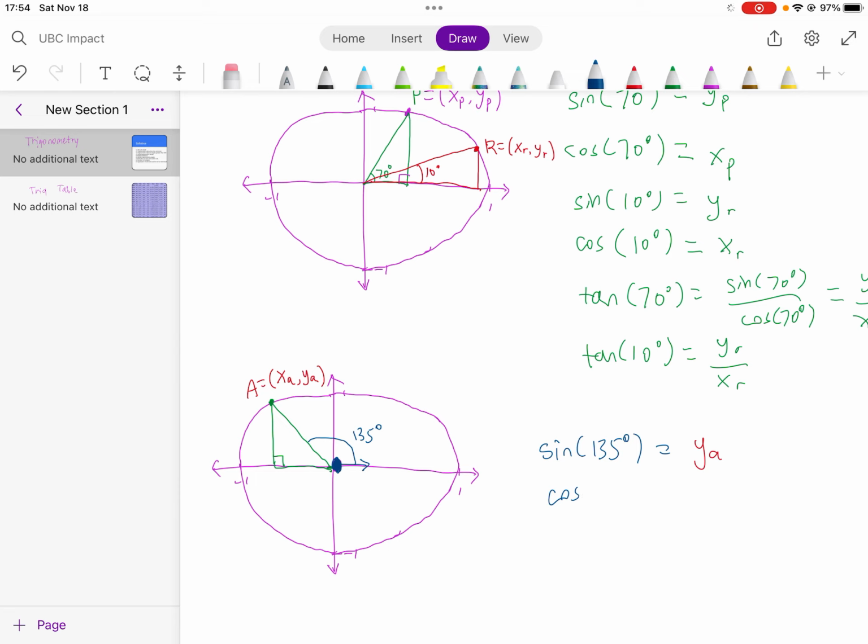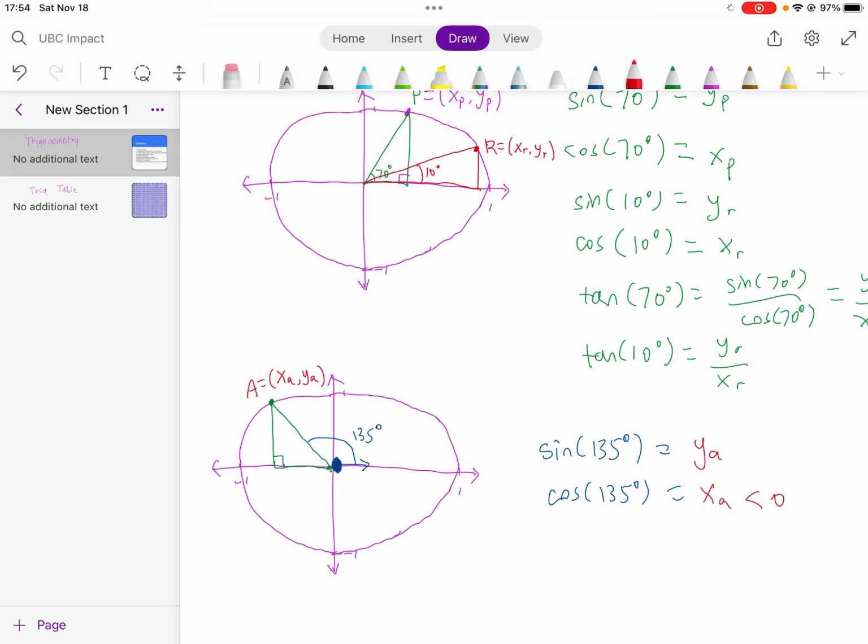Could we do the same with the cosine? What do you think? Turns out that we actually could. Notice that the value XA is negative here because it's to the left of the y-axis. So XA is less than 0.